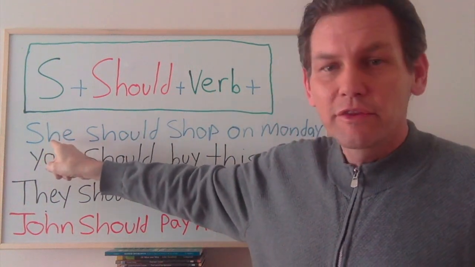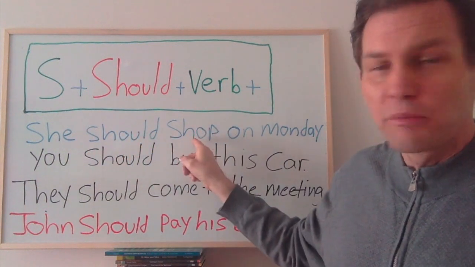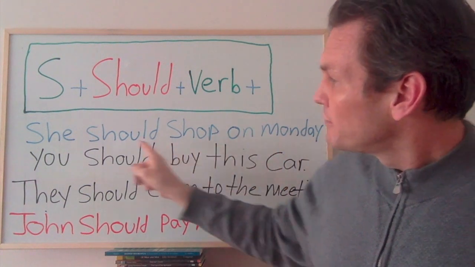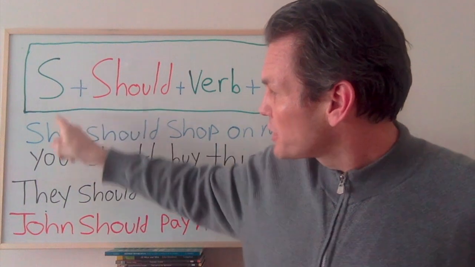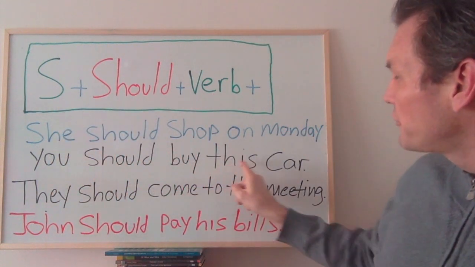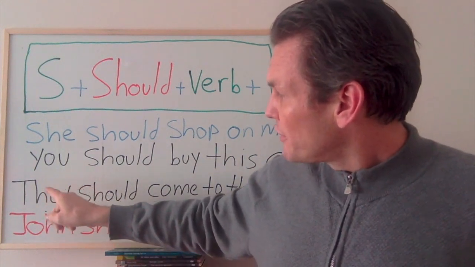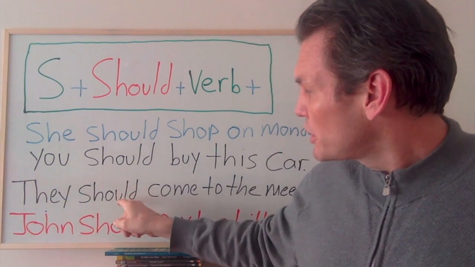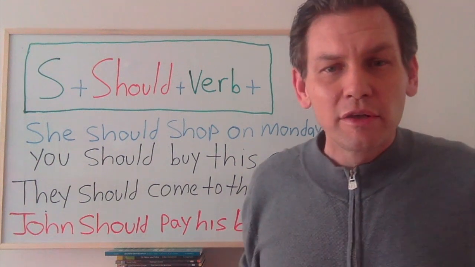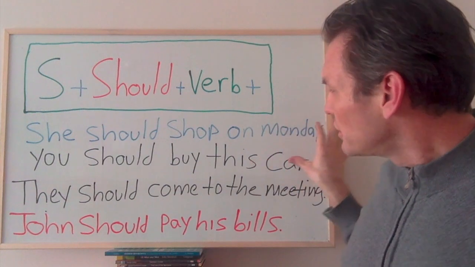So she, the subject, should shop, shop is the verb, on Monday. Let's try another one. You, the subject, should buy, the verb, this car. Another example, they should come to the meeting. Do you see this kind of pattern, how it goes? It kind of flows very easily.